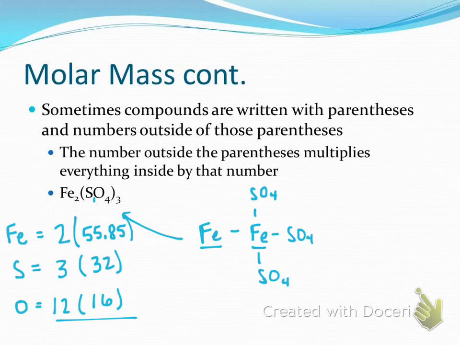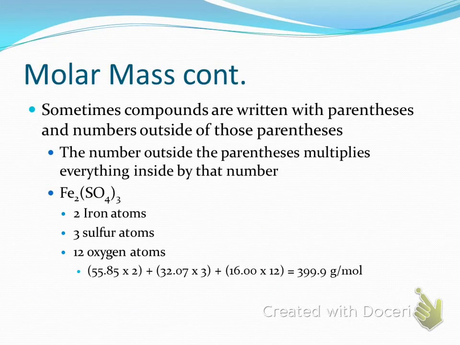As we start adding these up, what did we get for our final molar mass? Brody, what'd you have? 399.7. Good. And what's our units here? Grams per mole. Grams per mole. 399.7. Did we agree with that? Good. So if we put 1 mole of these molecules on our scale, it would weigh 399.7 grams.